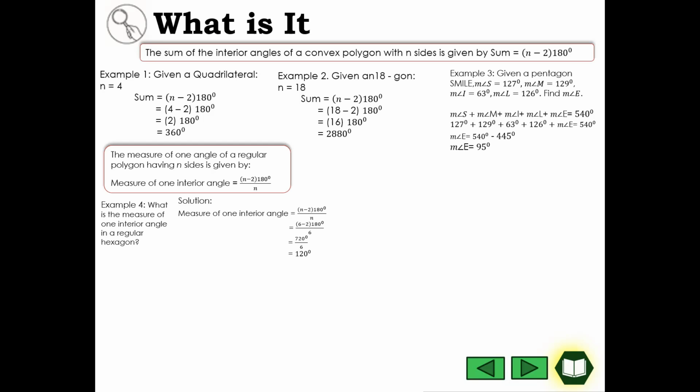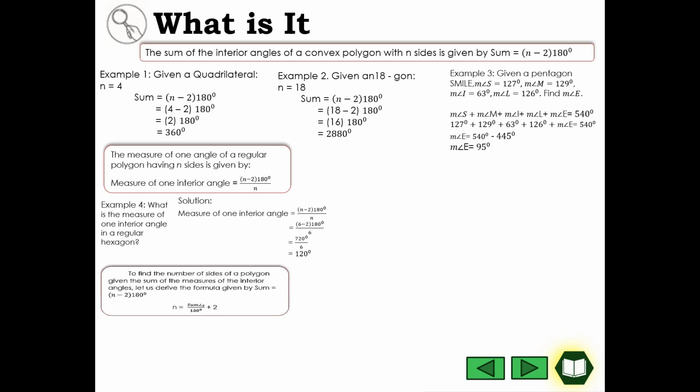All right. So what if we are going to find the number of sides of a polygon given the sum of the measures of the interior angles? We can derive a formula from our previous formula for the sum. So the sum formula is given by quantity n minus 2 times 180. So from this, we can derive a formula for n. So n will be equal to the sum of the interior angles given divided by 180 degrees, plus 2.